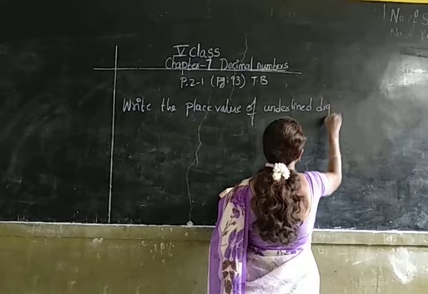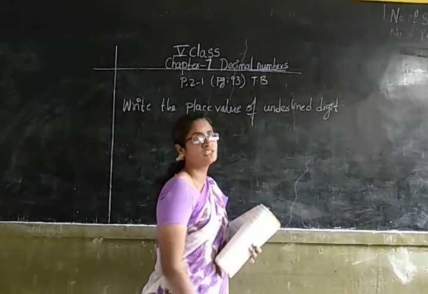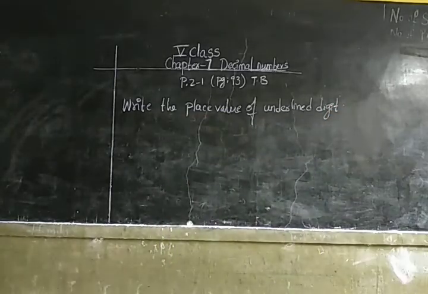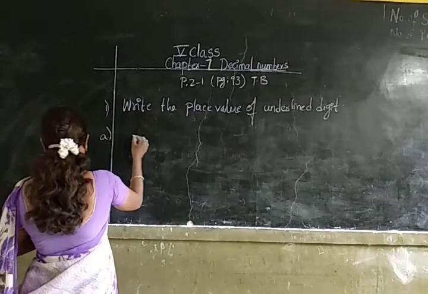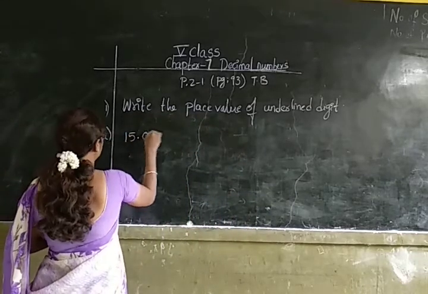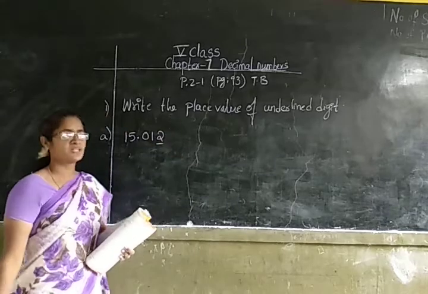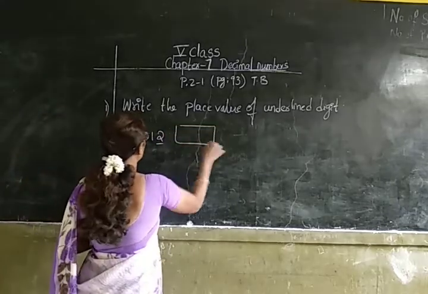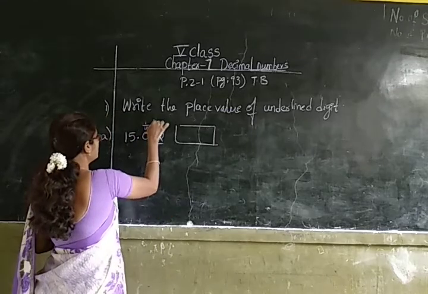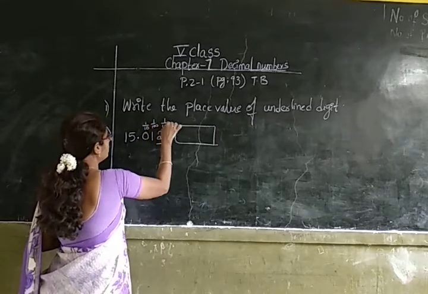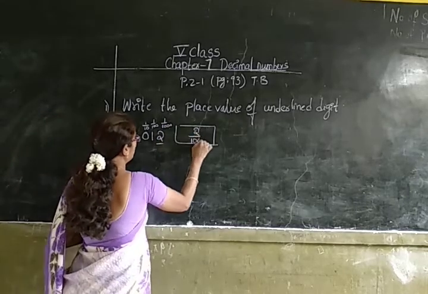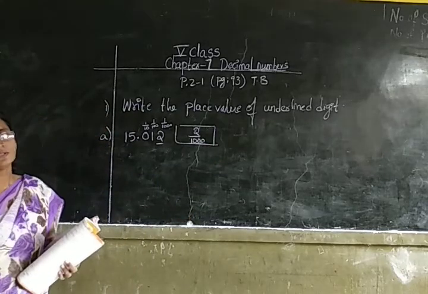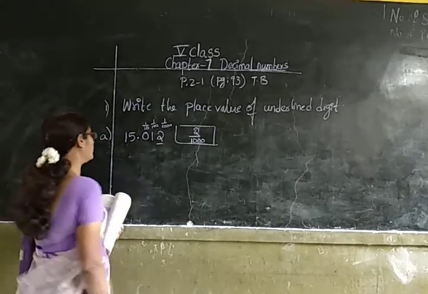Okay, children. Now you have to write down the place values of the digits which are underlined. So let us do the A sum. 50.012. Here we have to write down the place value of 2. Okay, children. 2 is in which place? This is 1 by 10's place. This is 1 by 100's place. And this is 1 by 1000's place. 2 is in 1 by 1000's place. So its place value will be 2 by 1000.